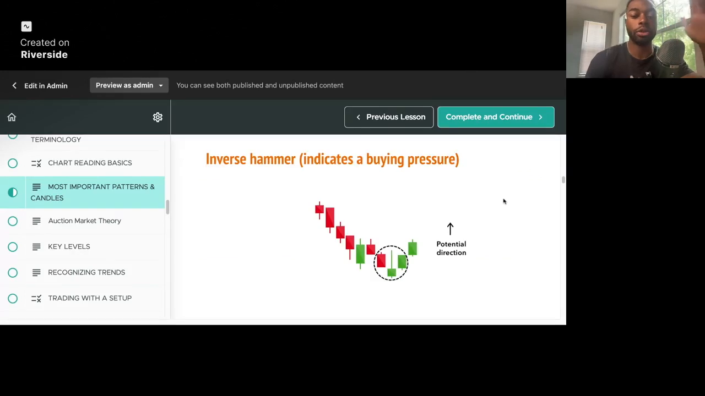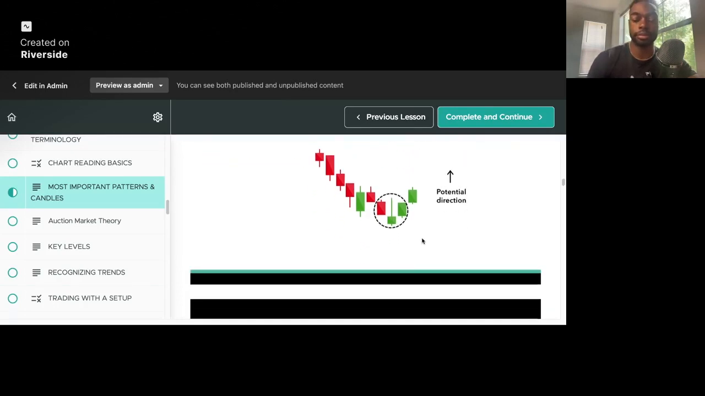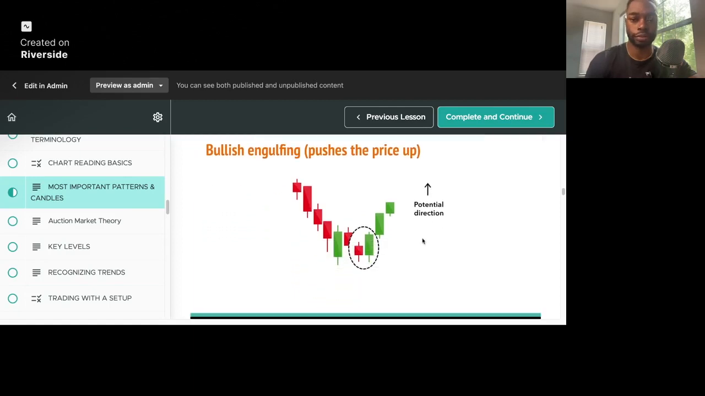Now I'm going to be showing you some patterns that indicate that there's a lot of buying pressure or that you might want to buy. So at the end of a downtrend, you might see an inverse hammer. An inverse hammer is basically this candlestick formation where you have a large wick at the top, showing that you have buying pressure after this dramatic sell-off. Typically, this indicates that a potential direction is shifting to the upside, also known as buying pressure.